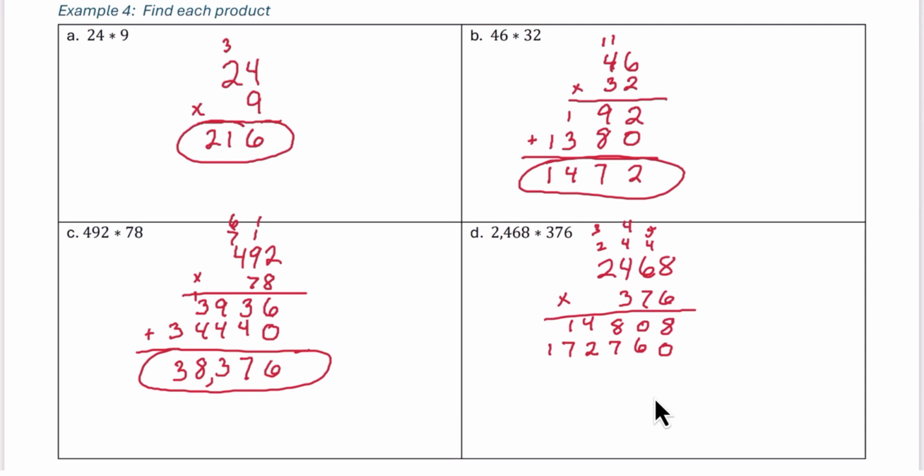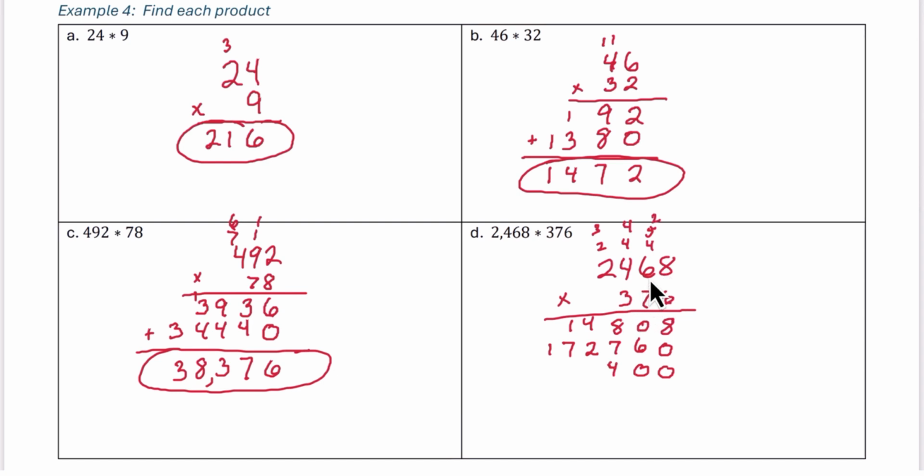Now this time we need two placeholders. We need a 0 in the ones and tens position. And we will multiply 3 by every digit up top. 3 times 8 is 24. Write down the 4, carry the 2.